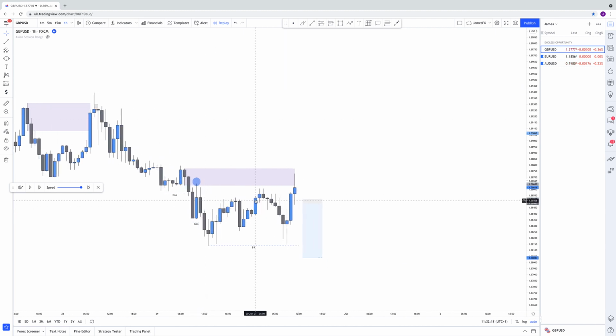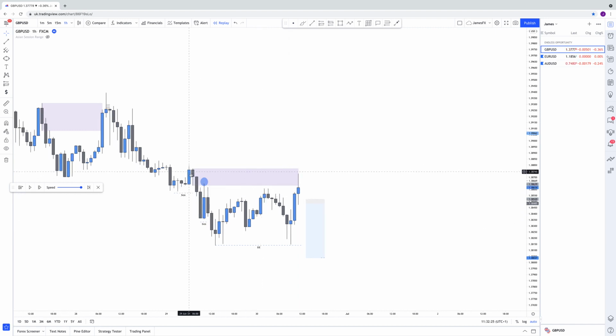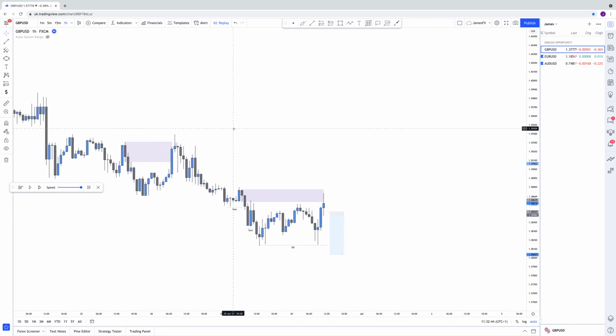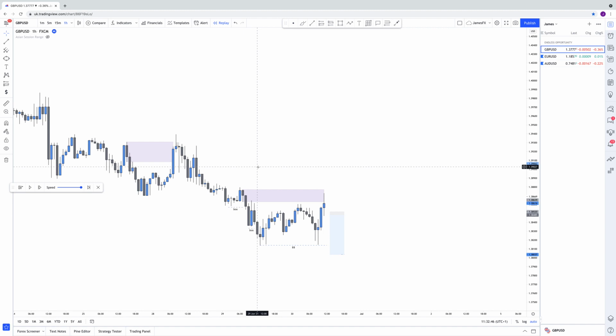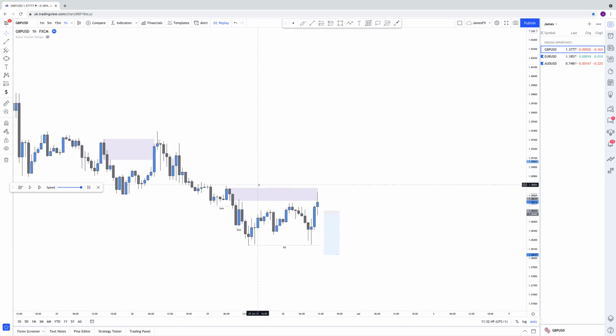So price pushed down, we had equal lows, then we pushed back up. Now for me, as this area here is unmitigated, to the 50%, if price comes up above these highs, that is for me seeking liquidity, tapping into the supply zone / order block before continuing down.